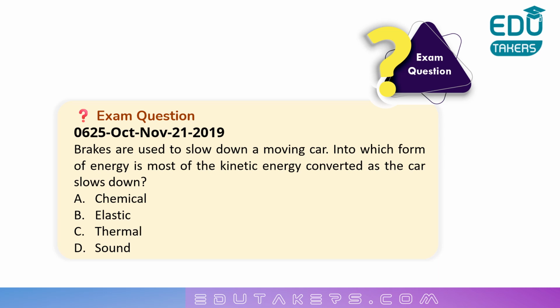Thermal. Because when a car slows down using its brakes, the primary form of energy conversion is into thermal energy. This is due to the friction between the brake pads and the rotating parts of the wheel. The kinetic energy of the moving car is transformed into heat, thermal energy, as a result of this friction.